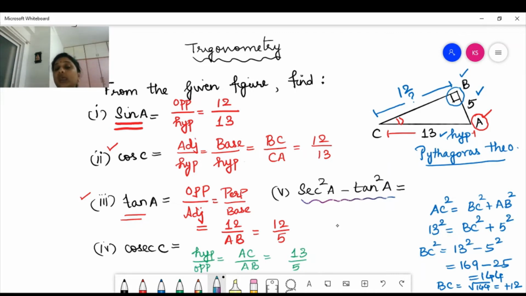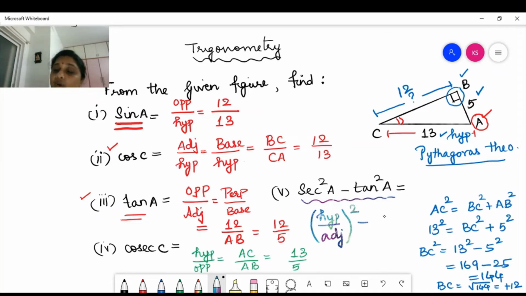Now, secant square A. What is the secant ratio? It is the ratio between the hypotenuse and the adjacent side, right? Now the square. What does the square mean? It means secant A the whole square, that is, the ratio is getting squared here. How do we read this? We read it as secant square A, however it is written. Secant square A minus tan square A. It's basically the square of the ratio.